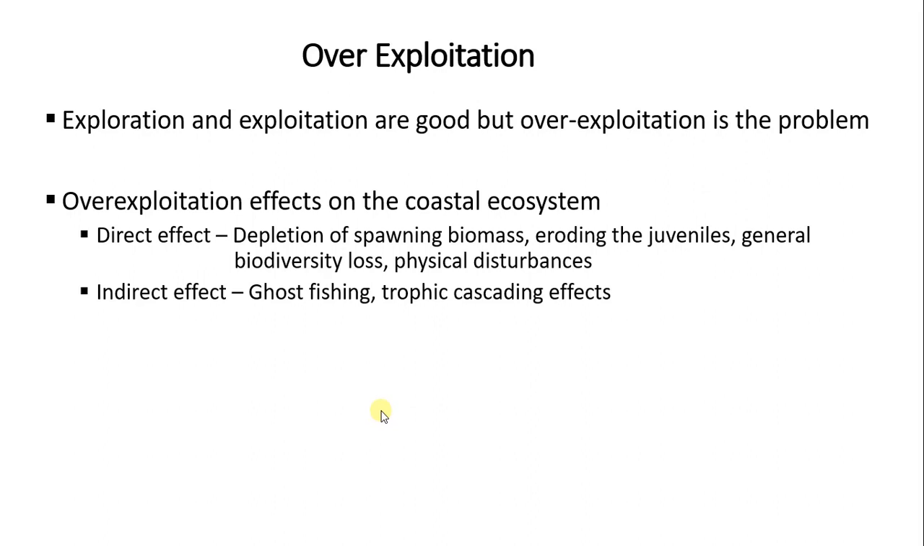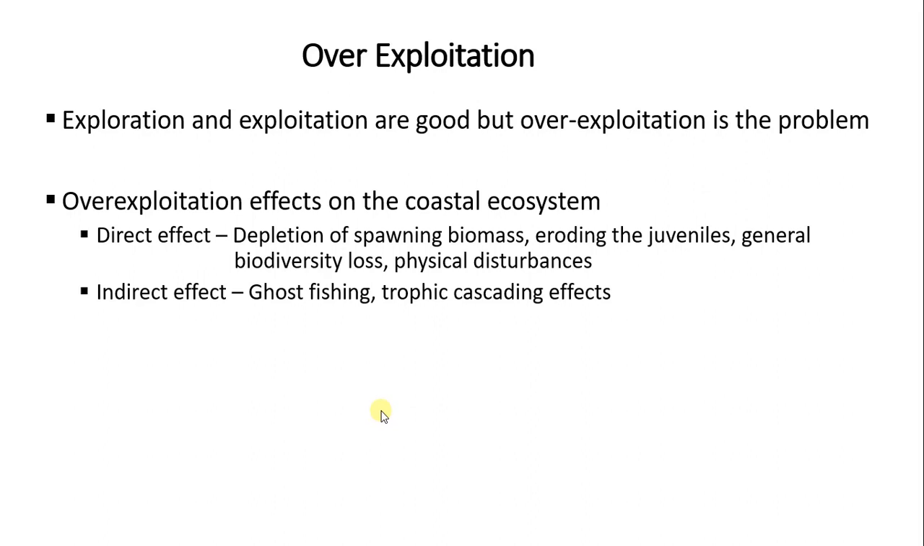There's also what we call trophic cascading. Now, what is trophic cascading? In the food chain or food web, there are levels. Those levels are called the trophic levels. If a particular level is eroded or removed, it will affect the one before it. It will also affect the one above it. Let's give a small example, using the marine ecosystem. You have the phytoplankton.